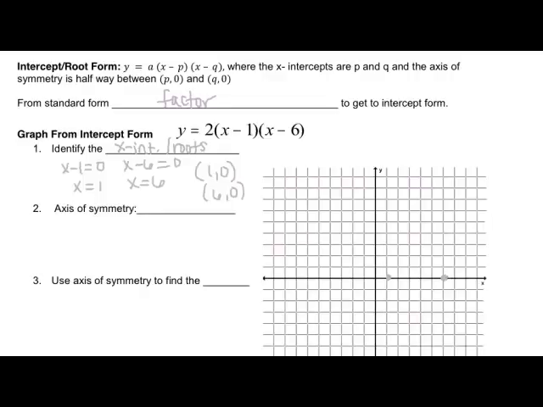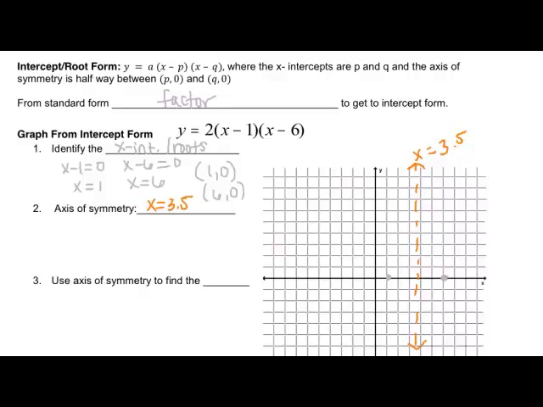So we can go over 1 and over 6. The next thing we need to find is our axis of symmetry. Now, if we look at our graph, we're looking at the distance between these 2 points, and we're going halfway between. So if we count the units between these 2 points, that would be 5. So halfway between that would be 2.5. So I'm going to count over 2.5 both directions, and that will give me my axis of symmetry halfway between those points. So this is going to be x equals 3.5.